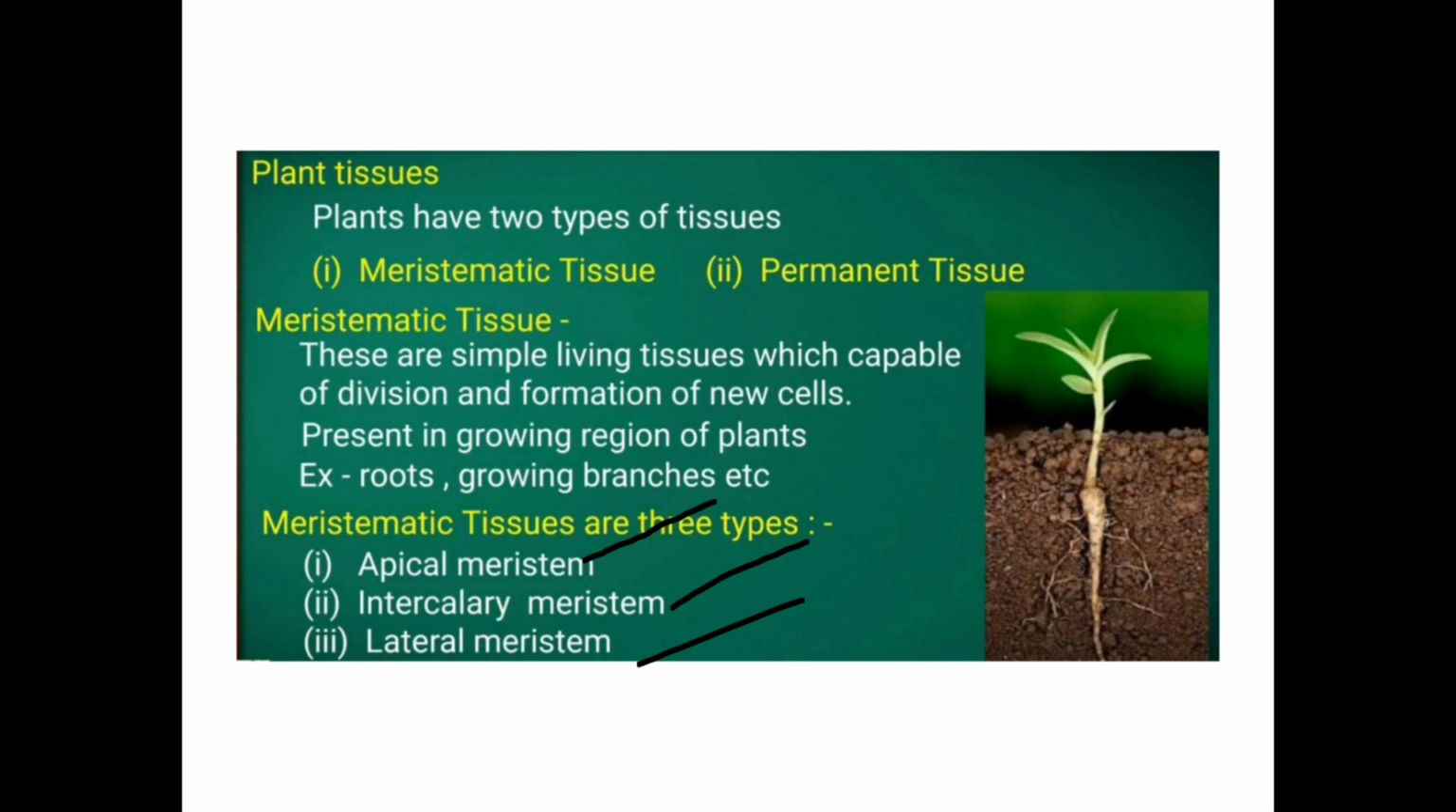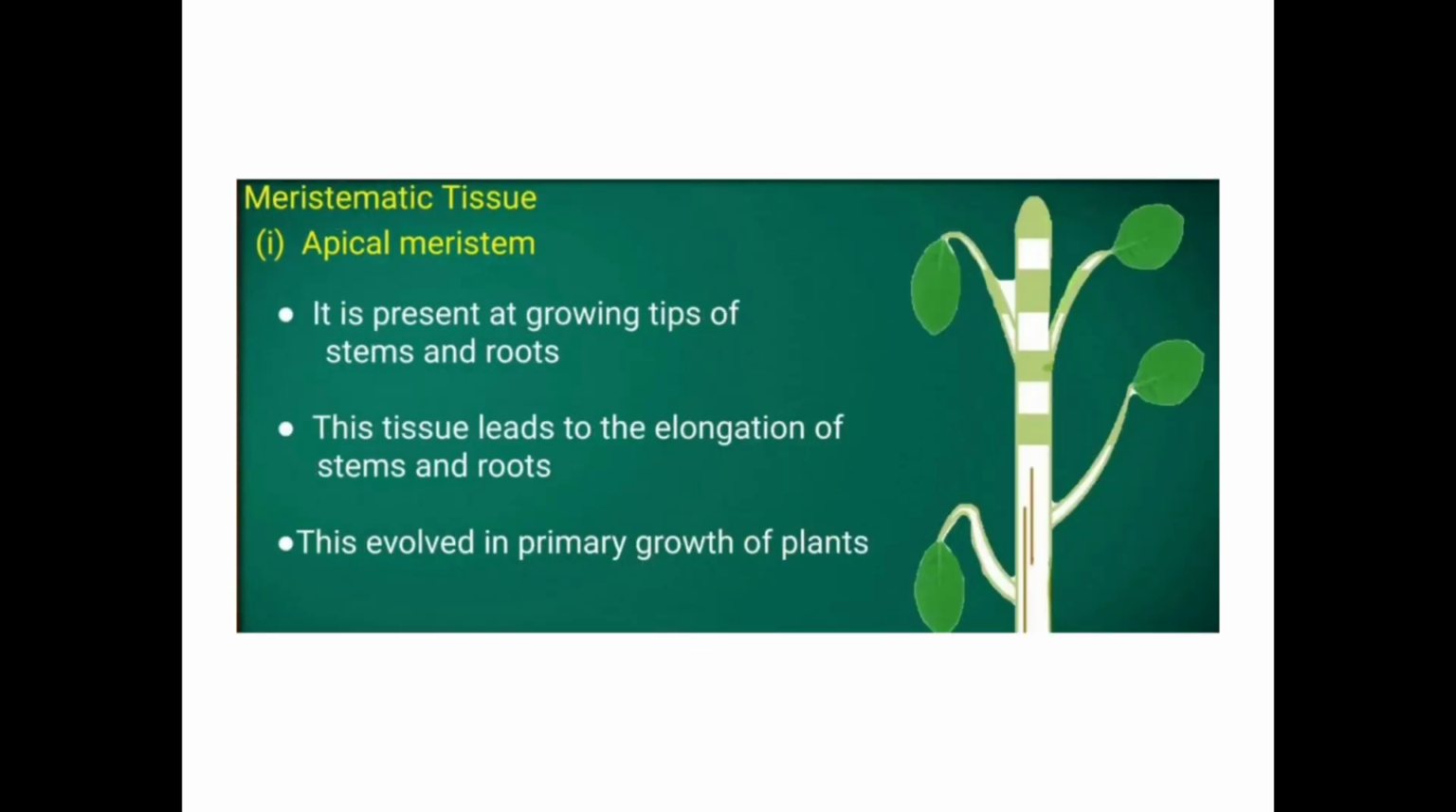Okay, so now we are going to study the different types of meristematic tissue. The first one is apical meristem. So what is apical meristem? It is present at the growing tips of the stems and roots. Look, this one is the growing tip of the stem, and the root is also downside; that one is not in this slide. So apical meristem is present at the growing tips of the stems and roots.